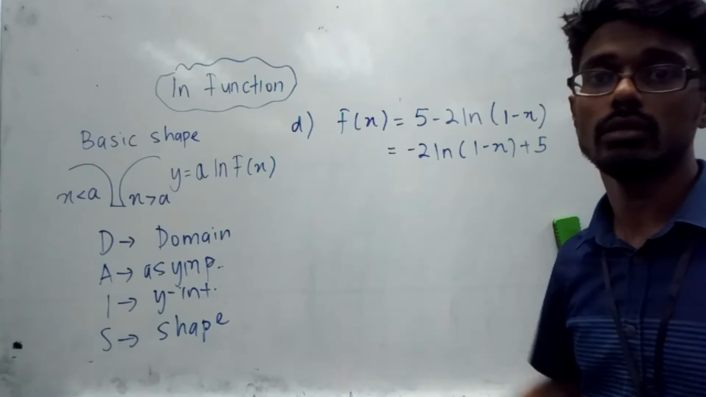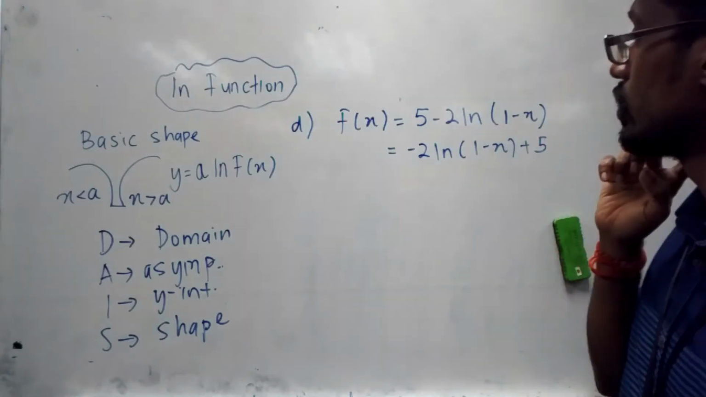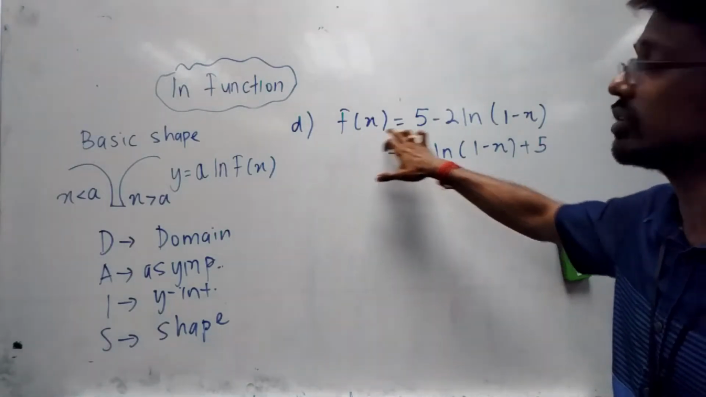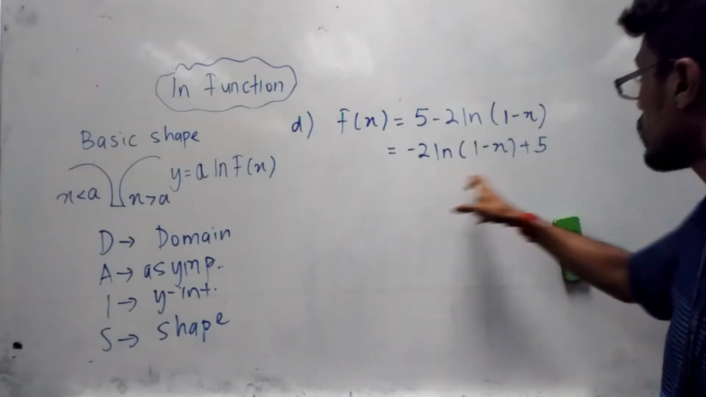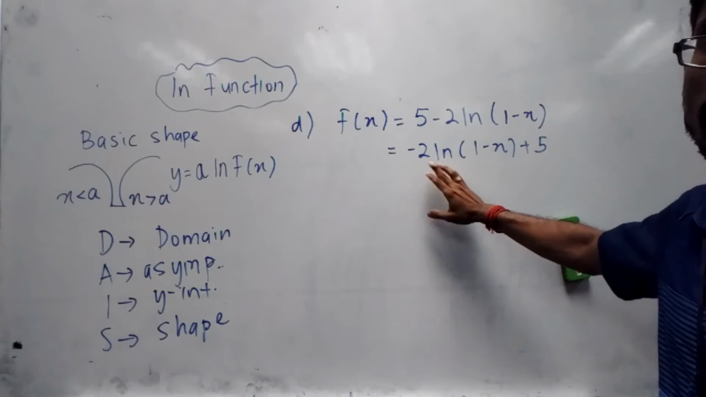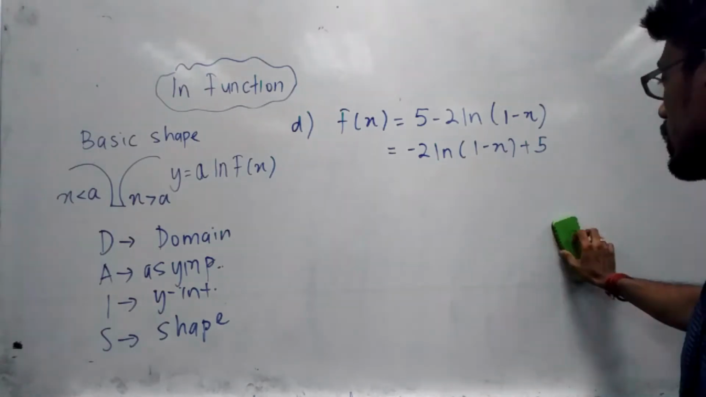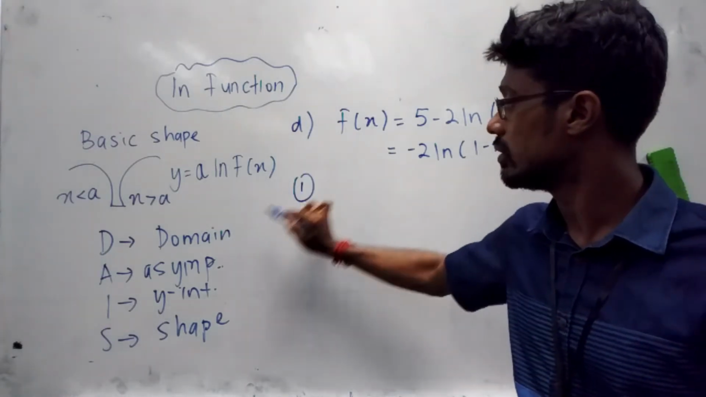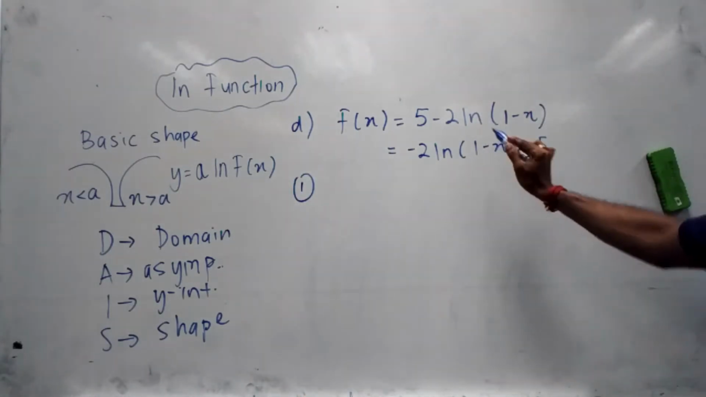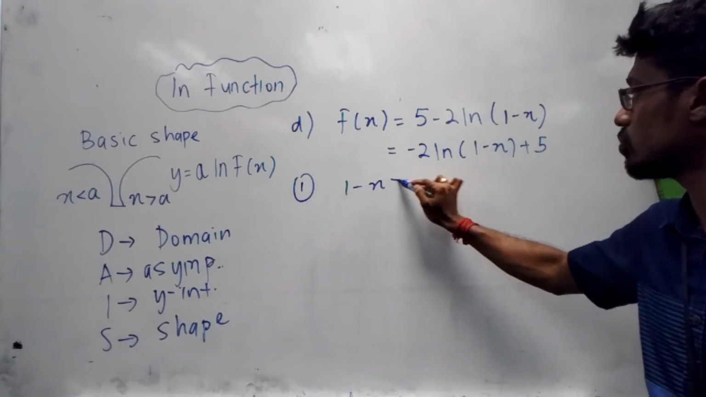Hey guys, this is example D for the ln function. So this is the function that I would like to sketch. As you can see, I would rewrite this just for convenience, so that we can see how we're going to sketch our graph. Still following the same method, domain: 1 minus x bigger than 0.